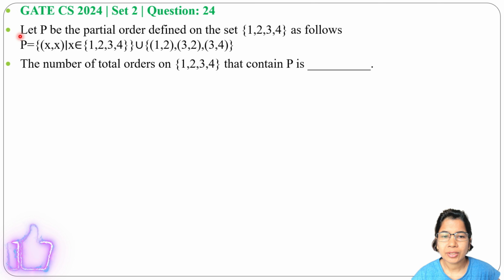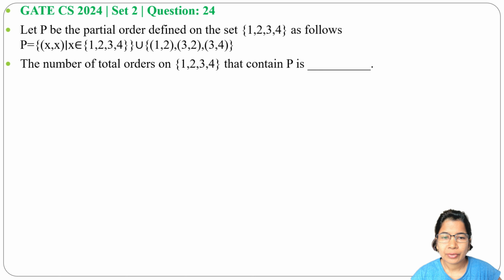Hey everyone, let's solve one previous question of set theory. This question was asked in GATE CS 2024 set 2, question number 24. Let P be a partial order defined on the set {1, 2, 3, 4} as follows: P = {(x, x) | x belongs to {1, 2, 3, 4}} union {(1, 2), (3, 2), (3, 4)}. The number of total orders on {1, 2, 3, 4} that contain P is dash.